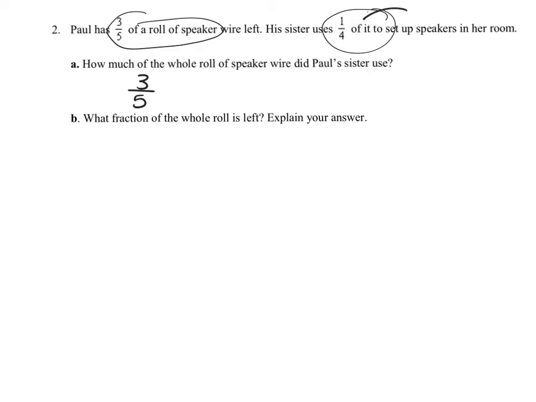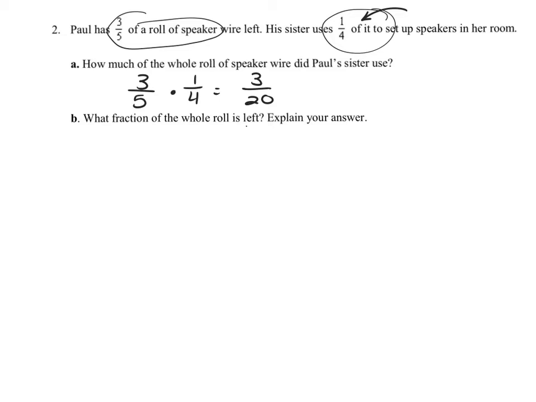And when we are talking about fractions, and they're talking about 1/4 of an amount, that means they're going to multiply this by 1/4, which gives 3/20. So she used 3/20 of the wire. And it says, what fraction of the whole roll is left?